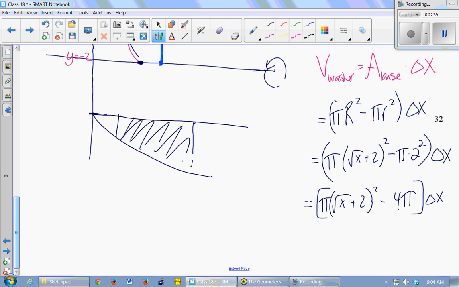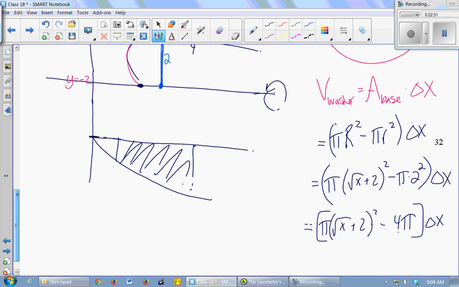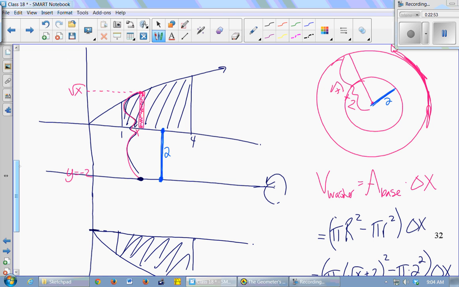Okay, so there is the volume of one single washer, one representative cross section of the region I'm trying to find the volume of. So now I have to add them all up. I'm going to add a whole bunch of these things. I'm going to start at 1, I'm going to go to 4, I'm going to do n discs.